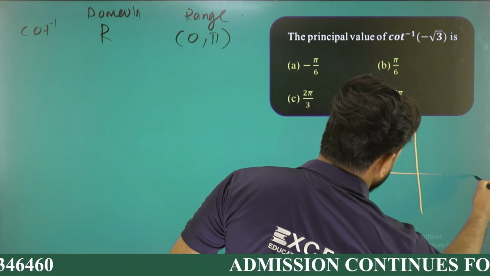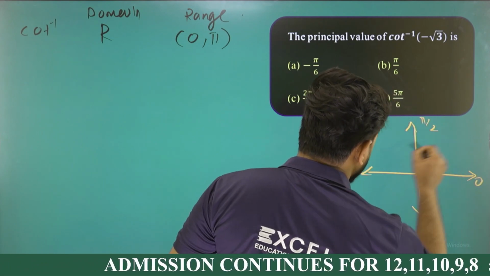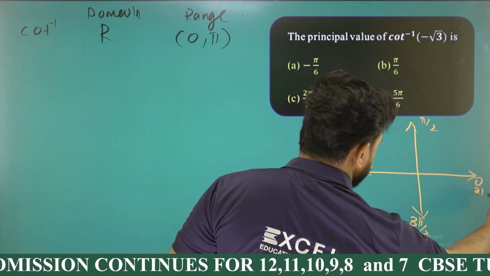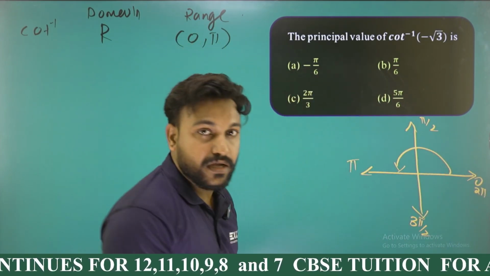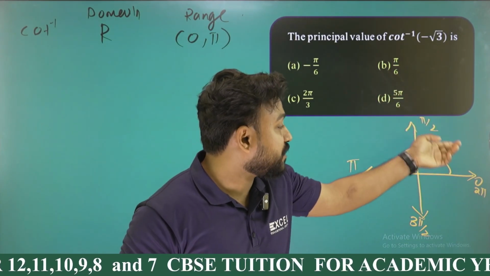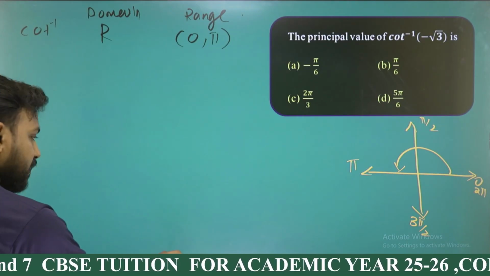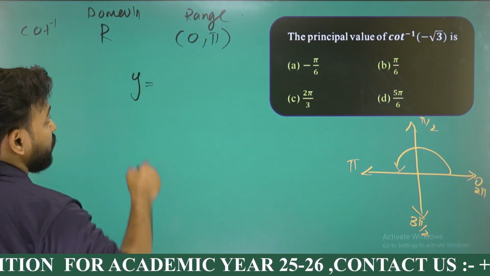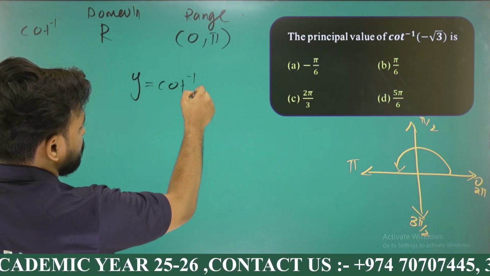Let me show you. The last question I showed 0, pi by 2, pi, 3 pi by 2, 2 pi. So this is the interval 0 to pi. 0 is not included, pi is not included. The value for this cot inverse minus root 3 should lie between 0 to pi. 0 is not included, pi is not included. Anyway, we can answer it. So y is equal to, we'll start like this. If you want to find the value, we'll start like this. y is equal to cot inverse minus root 3.